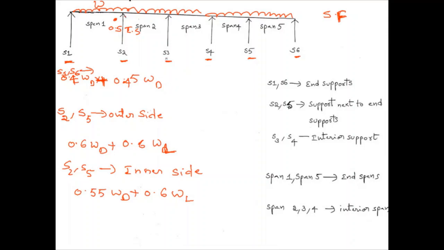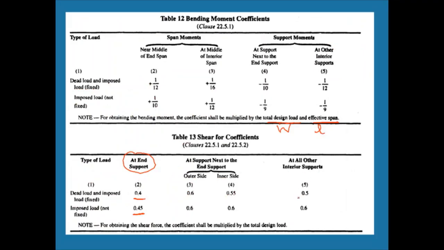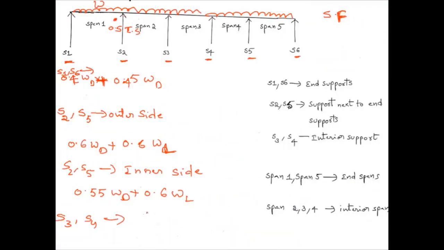Now what are the supports remaining here? Interior supports, they are S3 and S4. So if you take S3 and S4, then it is 0.5 and 0.6. So directly you can write 0.5 WD plus 0.6 WL. So like this we will write.